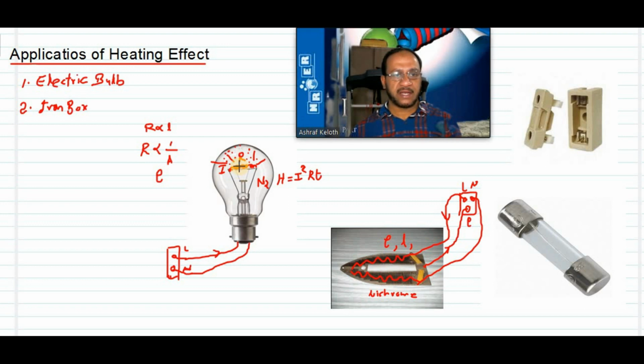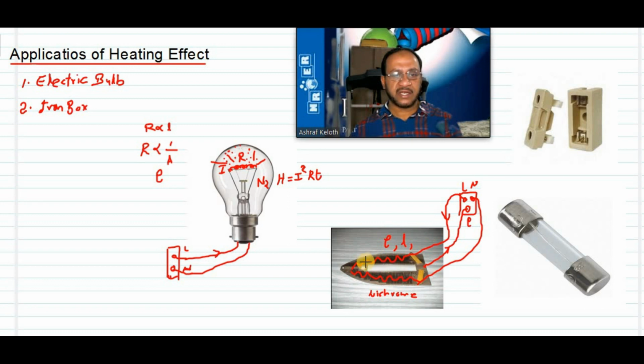Tungsten is a single metal, and when it is heated to high temperature, it will oxidize by reaction with oxygen in the atmosphere. But here, nichrome is an alloy. Alloys will not get oxidized when they are heated in contact with air.